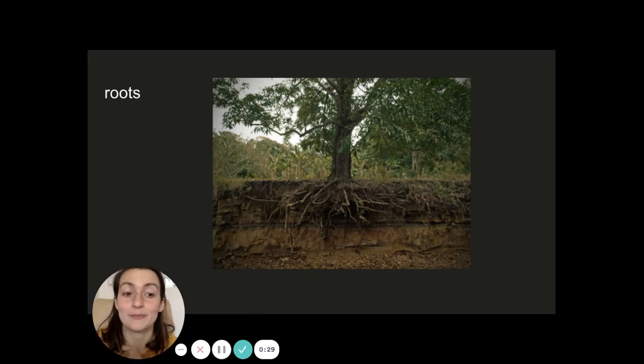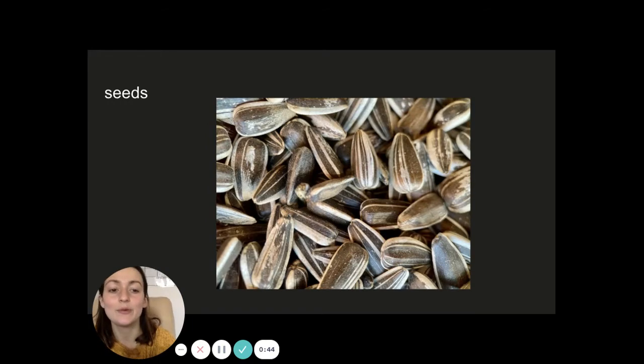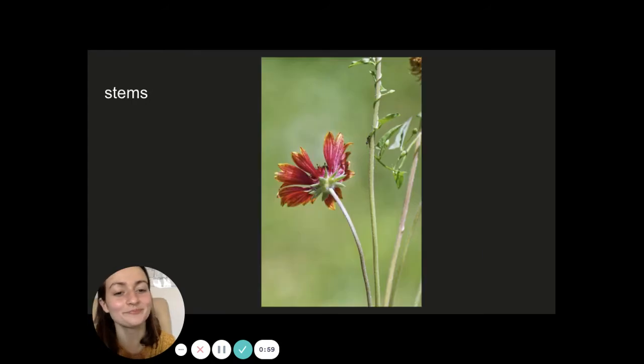Roots are the parts of the plant that keep it in the ground and take up food and water. So if you see this tree right here, these things sticking out into the ground are the roots, and that's what helps the tree get water and get nutrients. Then we have seeds. Seeds are the small protected parts of a plant that are able to grow into a new plant. So these are sunflower seeds. A sunflower makes these little seeds, and if you plant it in the dirt, you could grow a sunflower yourself.